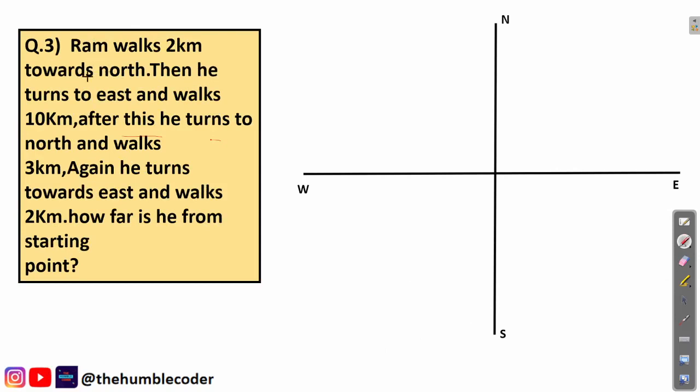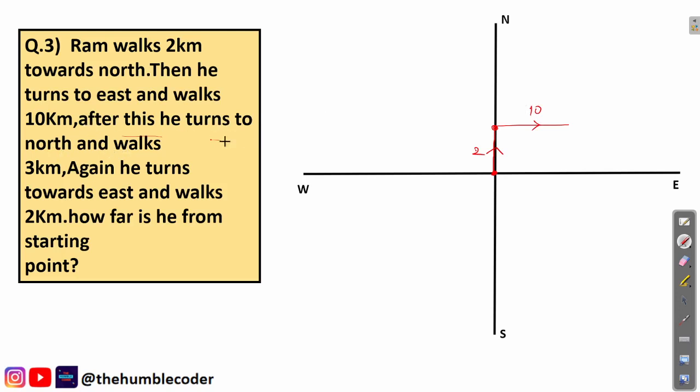Ram walks 2 kilometers towards the north. So Ram is at this point now. So he walks 2 kilometers towards the north. Right now he is at this point. Then he turns to east and walks 10 kilometers. So this is the east direction. He walks 10 kilometers in this direction.